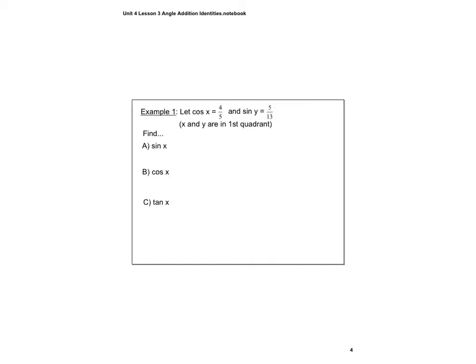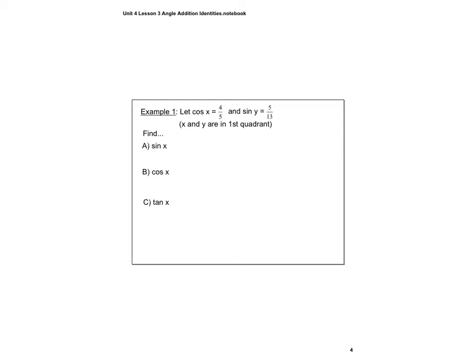We are given here that the cosine of x equals 4/5 and the sine of y equals 5/13. Notice that the cosine has an angle x and the sine has angle y, so they're not the same. They do not form an ordered pair of 4/5, 5/13, because they're two separate angles.